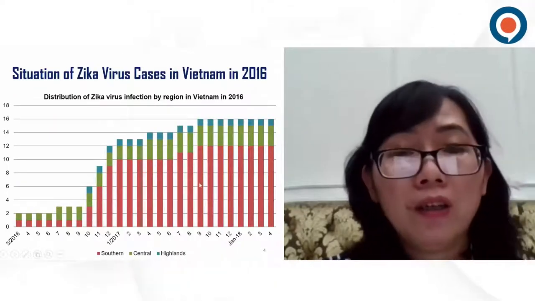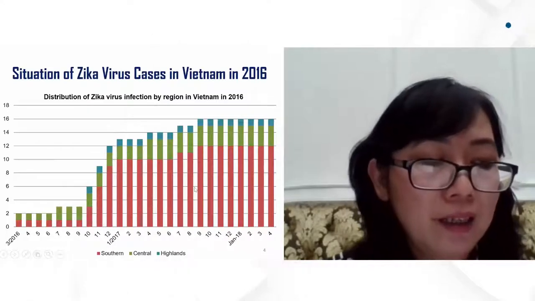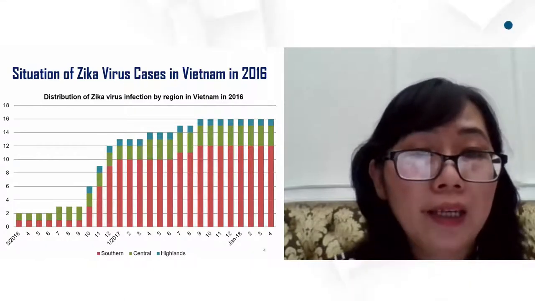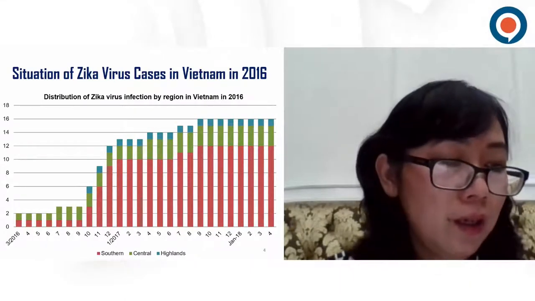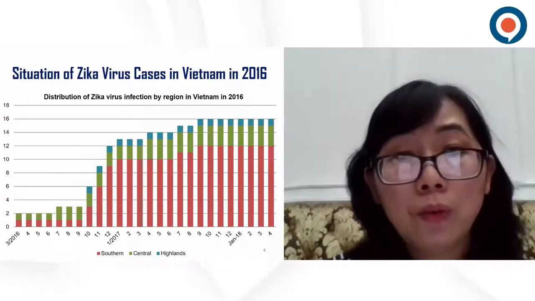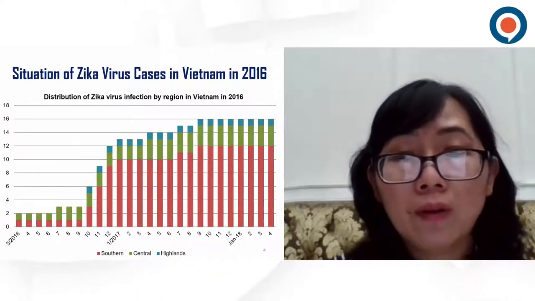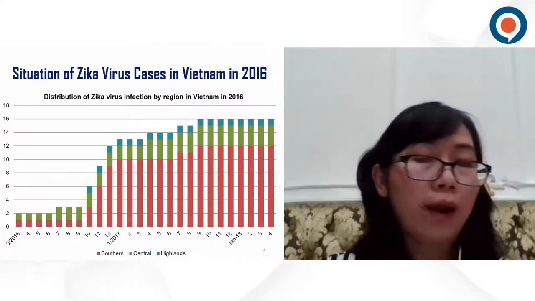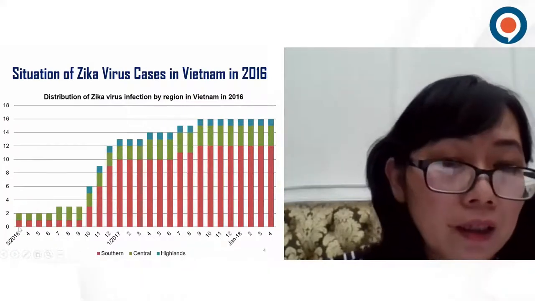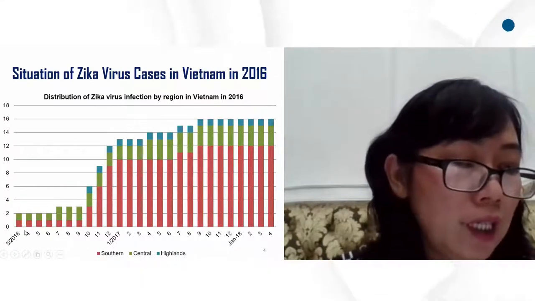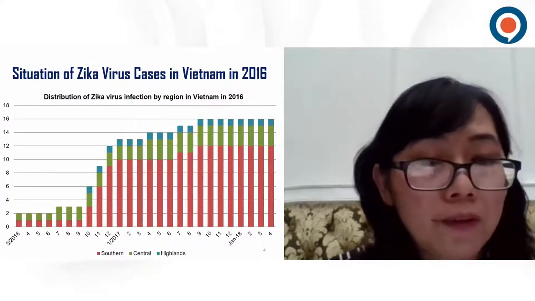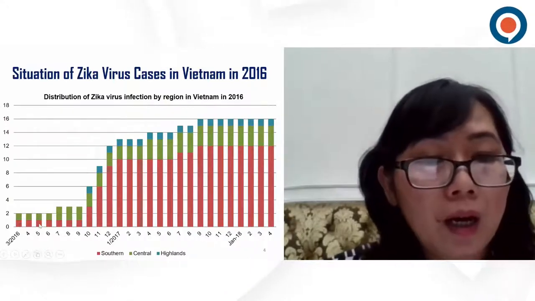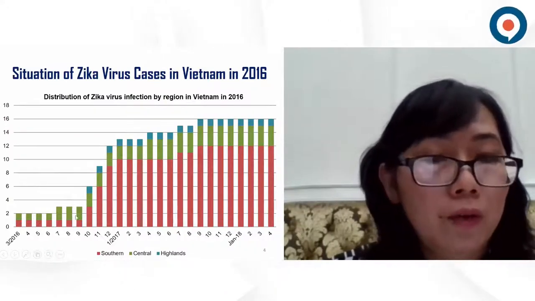In Vietnam, from 1998, the National Program for Control and Prevention of Dengue Hemorrhagic Fever was built up with two kinds of laboratory methods, virus surveillance and serological testing. However, in March 2016, after the first case of Zika was detected in Vietnam, the number of Zika cases increased.